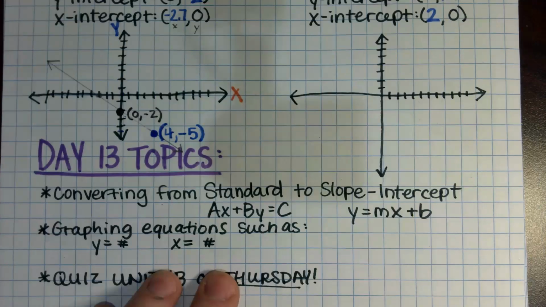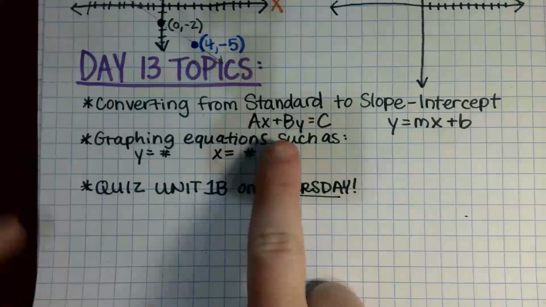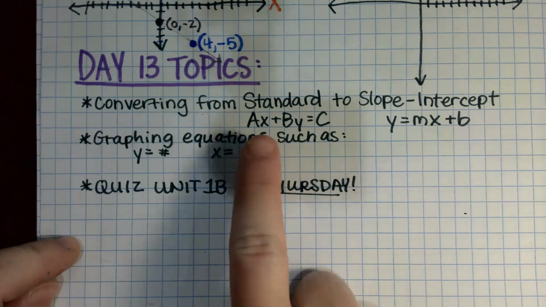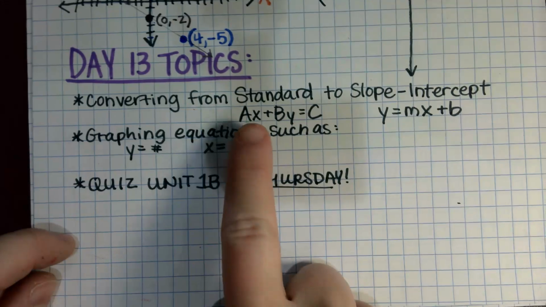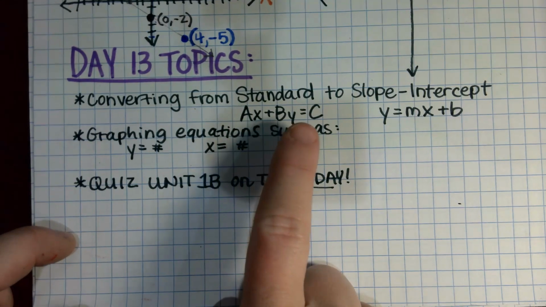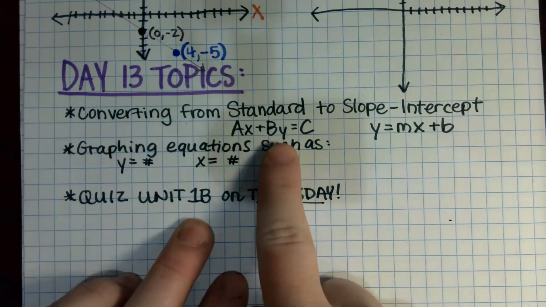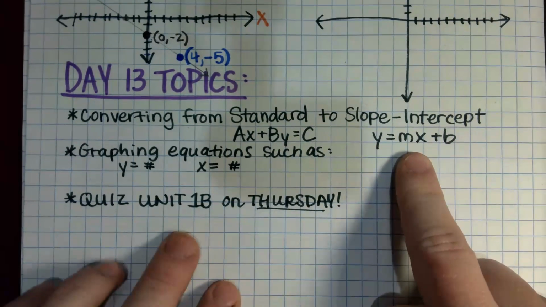All right. So first, we're going to talk about when we see an equation in standard form. That's whenever we see one where there's a number, then an x, plus another number, then a y, equals another number. We're going to take that and convert it to slope-intercept form.